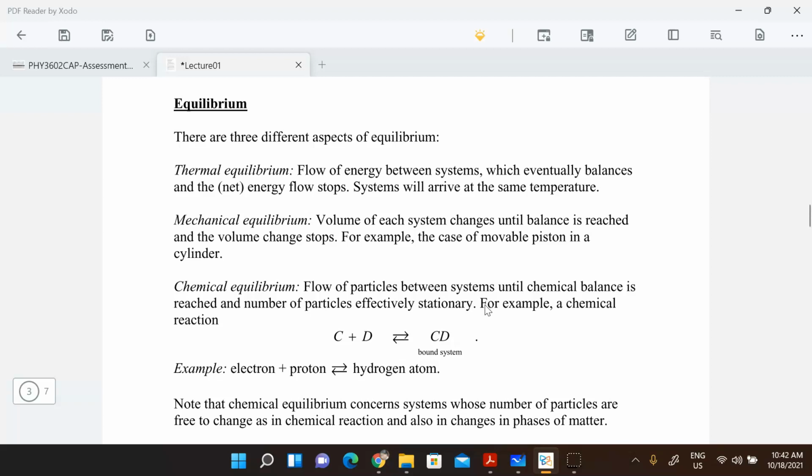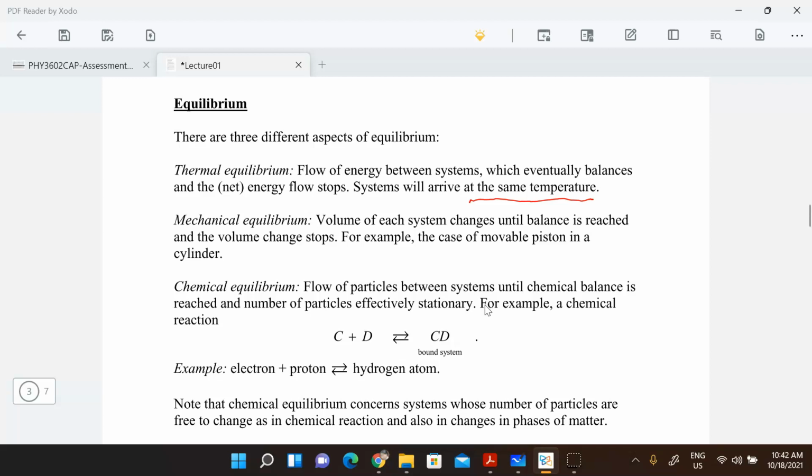Okay, so these are telling you how the flow of energy between systems, and then these are recorded in terms of temperature. So when they are in thermal equilibrium, the systems will correspond to the same temperature. Okay, and then you have your mechanical equilibrium.